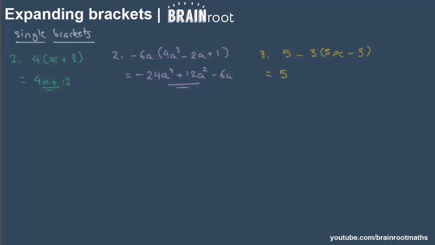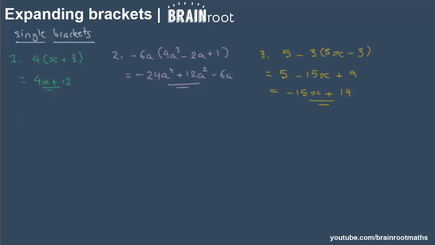So the first term in the bracket is 5x. We times that by minus 3, which is going to give us minus 15x. And minus 3 times minus 3, which is the second term in the bracket, is going to give us plus 9. Again, remembering that a negative number times a negative number gives a positive product. But we're not done here yet, because we can simplify that down into another step. So we've got minus 15x as it is, and the 5 and 9 can add together to give us 14. And that will be our answer.